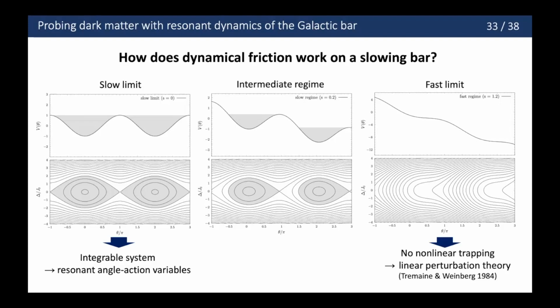But real galaxies neither evolve in the slow limit nor the fast limit. It actually evolves in this intermediate regime where we don't have an analytical solution to the equations of motion. So we have to work this out numerically. But I've called it semi-numerical because even in this regime, the fast actions will still be conserved. So we don't have to solve the entire 6D phase space equations of motion, but just the motion in this 2D slow angular action space.